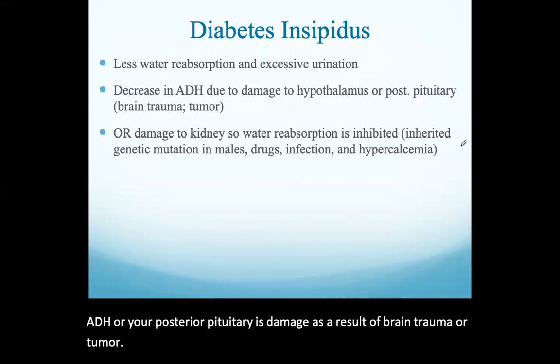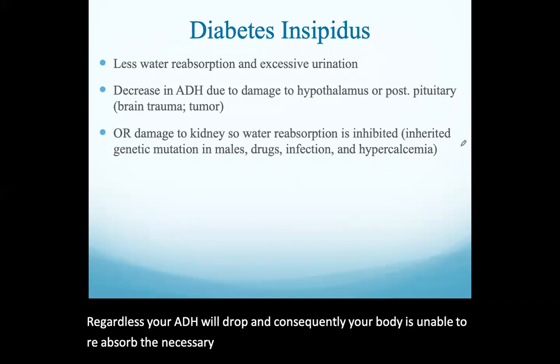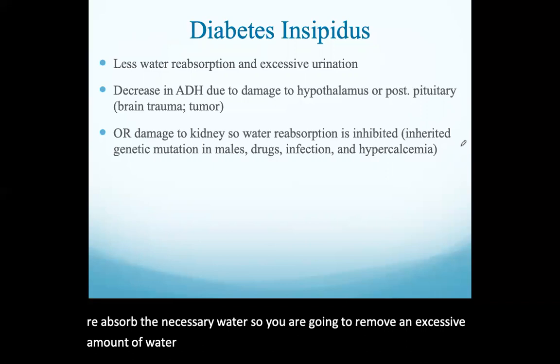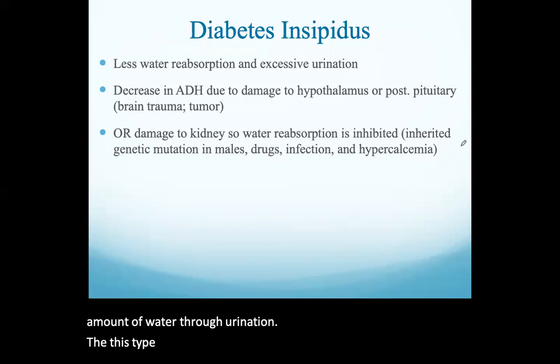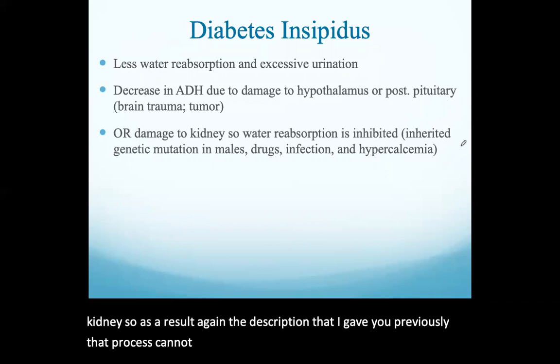Regardless, your ADH will drop, and consequently your body is unable to reabsorb the necessary water. So you are going to remove an excessive amount of water through urination. This type of diabetes could also be as a result of damage to the kidney. So as a result, again, the description that I gave you previously, that process cannot effectively happen, and water just gets removed from your system at a very high level.